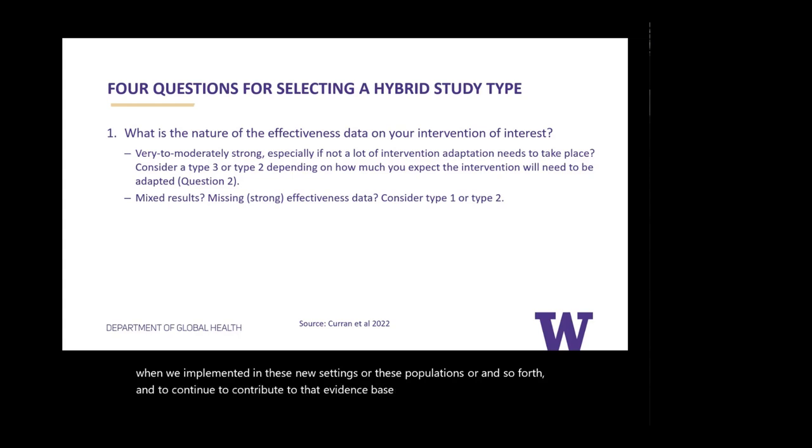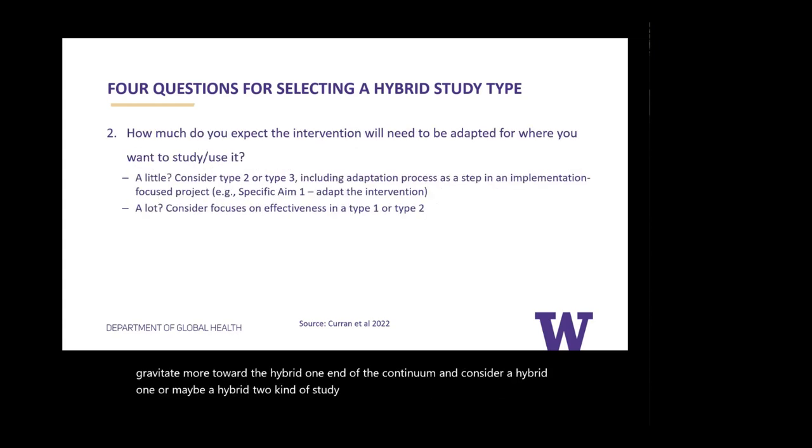Now, if the evidence base is mixed, or there are important gaps in the evidence base, then you want to gravitate more to the hybrid 1 end of the continuum and consider a hybrid 1 or maybe a hybrid 2 kind of study.